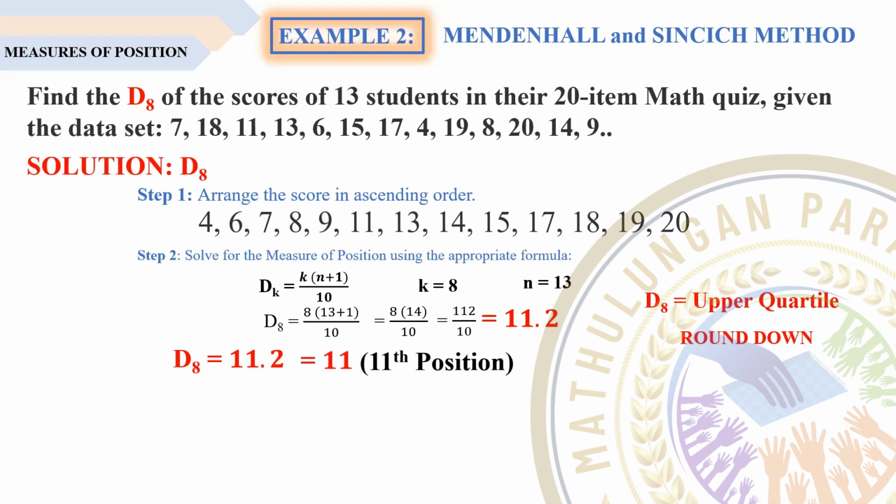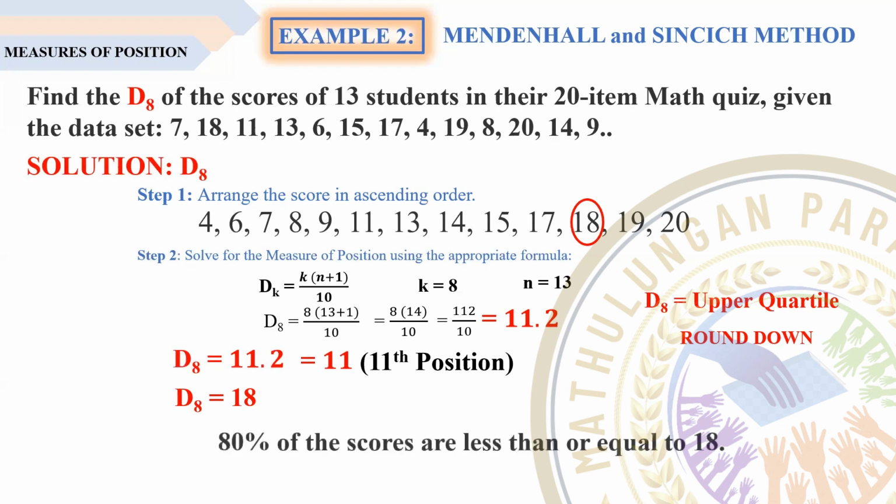So, kung titignan natin, ang ating data dun sa step 1 na naka-arrange, bibilang tayo hanggang sa marating natin yung 11th position. So sa 11th position natin, ang makikita natin dun ay yung 18. Therefore, ang value ng 8 decile natin ay 18. At kung ating iintindihin yan at i-interpret yung value na nakuha natin sa 8 decile, therefore, 80% of the scores are less than or equal to 18. So, saan nanggaling yung 80%? 80% is equivalent to the 8 decile.